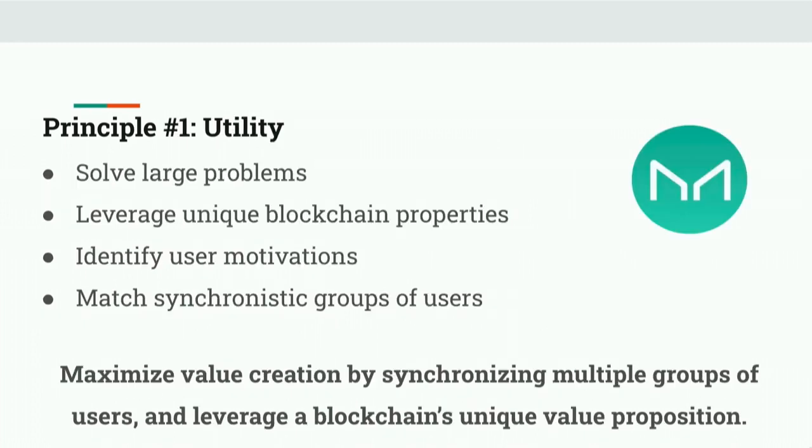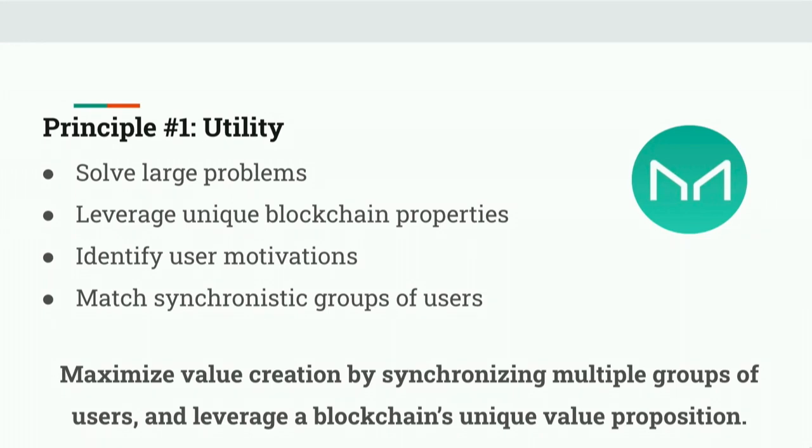So the first principle is utility, and the first point I want to make is that you should be solving large problems. You want a large total addressable market. So the number of users that you're able to serve and the degree to which you're able to serve them should be a primary focus when you're looking at this principle of utility and maximizing that for your tokenomics.